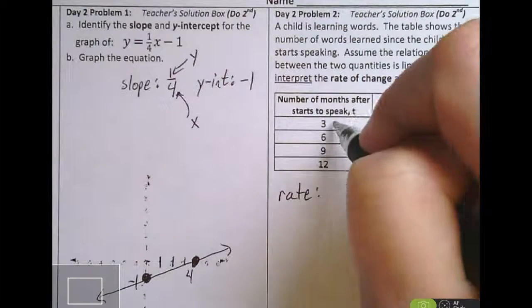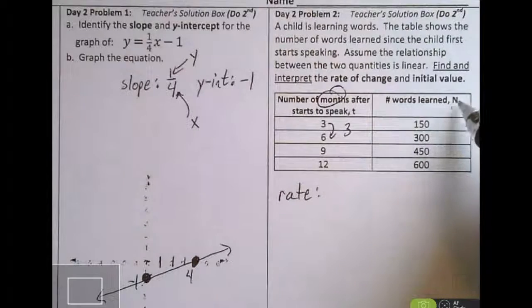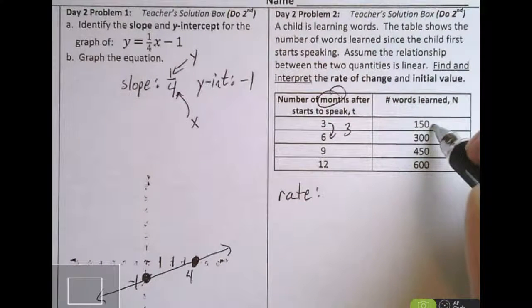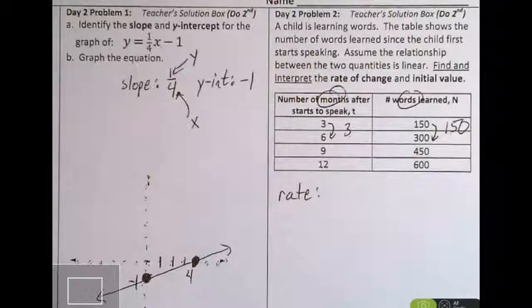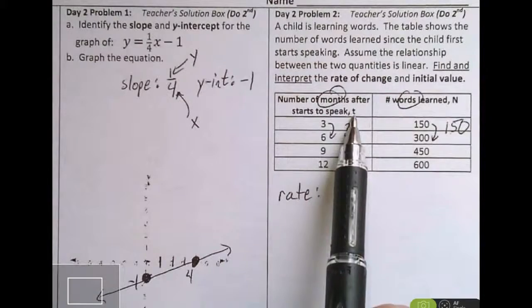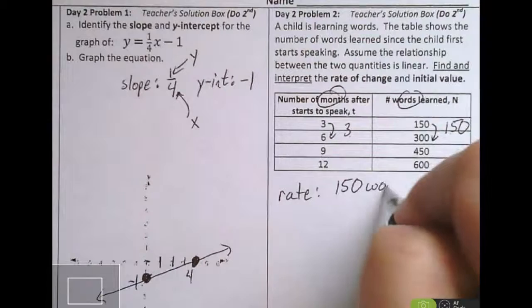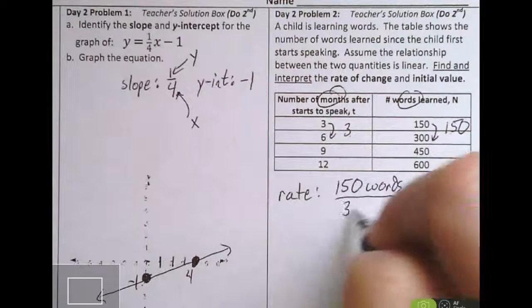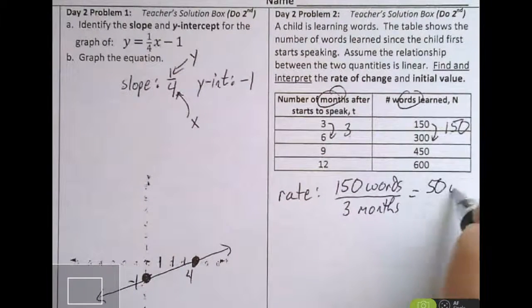The variable t has changed from 3 to 6. It has changed by 3 months. The variable n has changed from 150 to 300. It has changed by 150 words. If we take these changes and write them as a rate, the dependent variable on top of the independent variable, that's rate of change. So 150 words in 3 months is equivalent to 50 words per month.